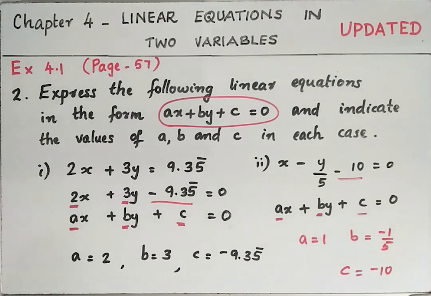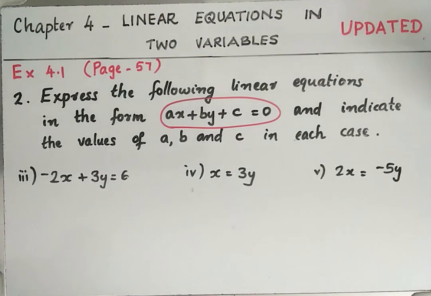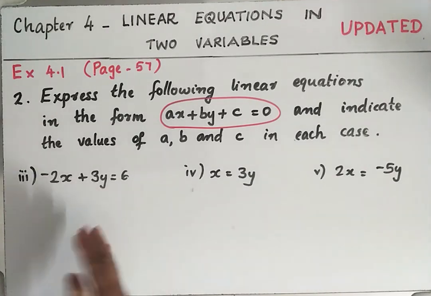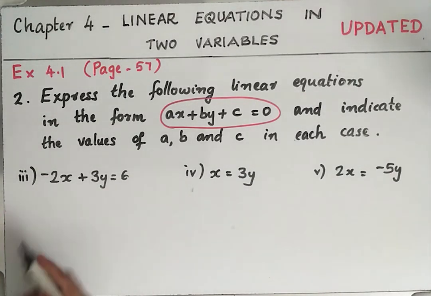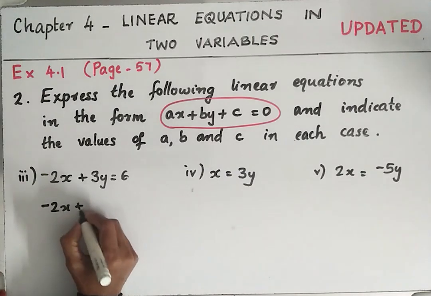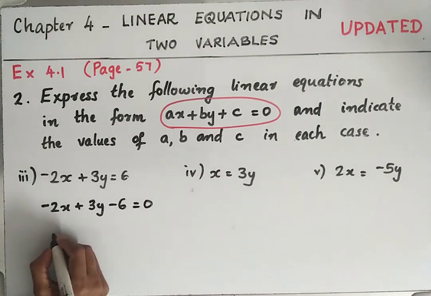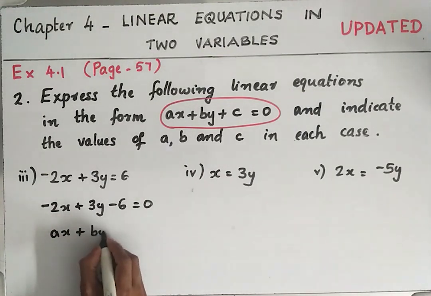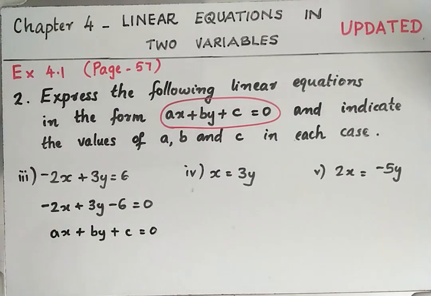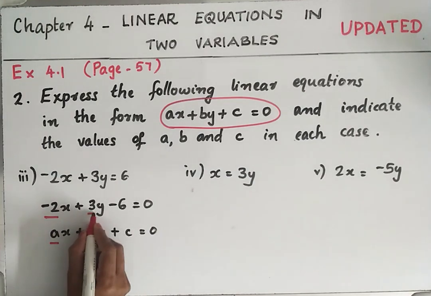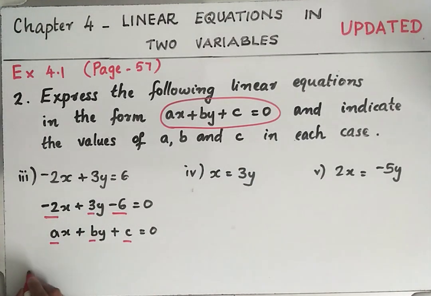Hope you got the concept. Now let's do the remaining questions also. Let's rearrange the next one. Here the right side of the equal to sign is 6. That 6 also we have to transfer to the left side. So negative 2x plus 3y minus 6 equal to 0. And it is in the form of ax plus by plus c equal to 0. So value of a is negative 2, value of b is 3 and value of c is minus 6. A equal to negative 2, b equal to positive 3, c equal to negative 6.